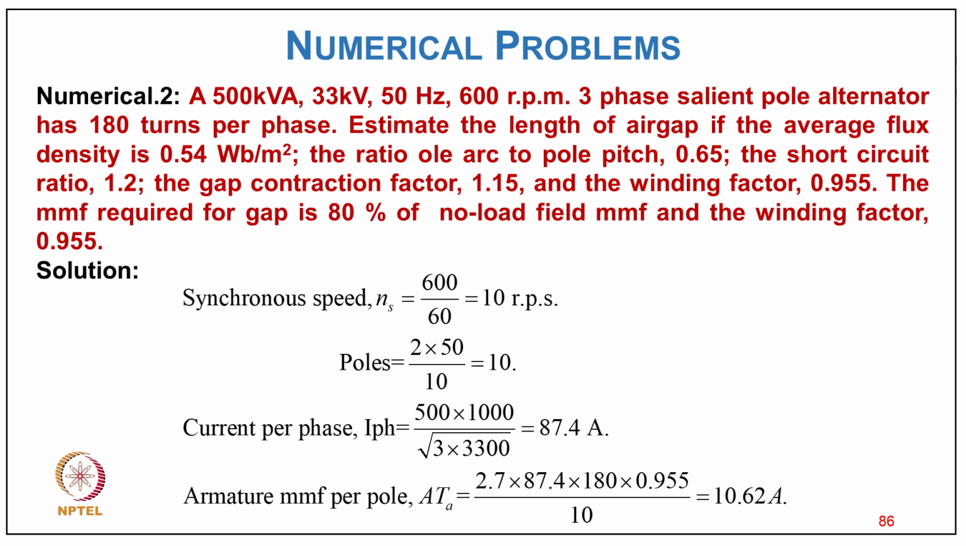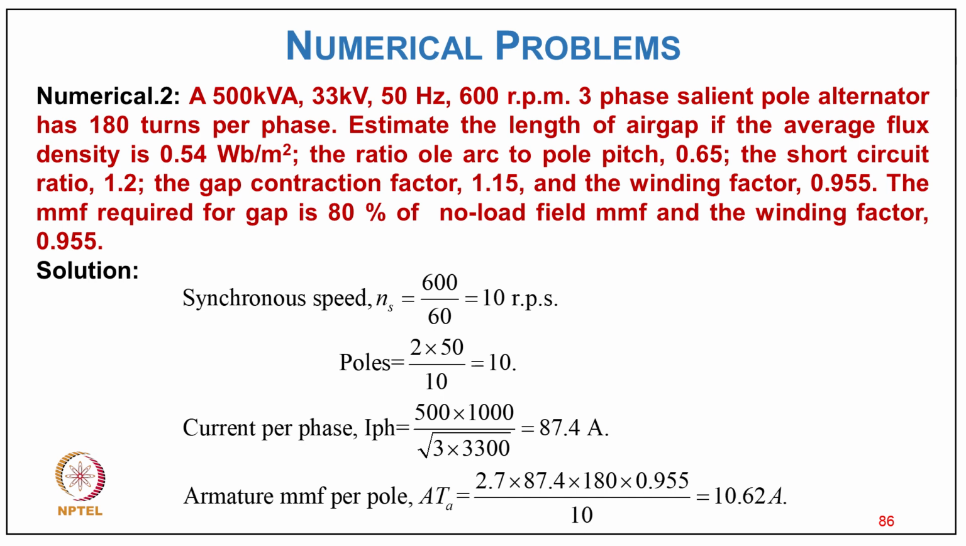Now coming to numerical problem 2. A 500 kVA 33 kV 50 Hz 600 RPM 3-phase salient pole alternator has 180 turns per phase. Estimate the length of air gap if the average flux density is 0.54 Weber per meter square.